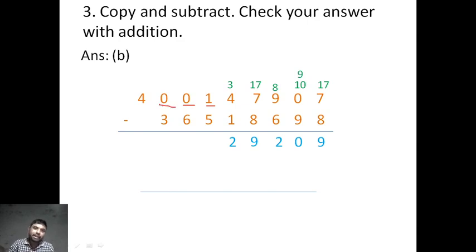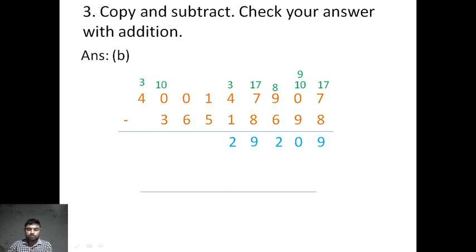Okay, again it is 0. So you cannot borrow from here. So come to the previous. It is 4. If you borrow from 4, 4 will be 3. Is it clear? Because 4 minus 1. Okay, now from this 3, this 1 will come here, and it will be 10 because it changed the place. Just the next place it comes. Okay, so 0 plus 10, 10.